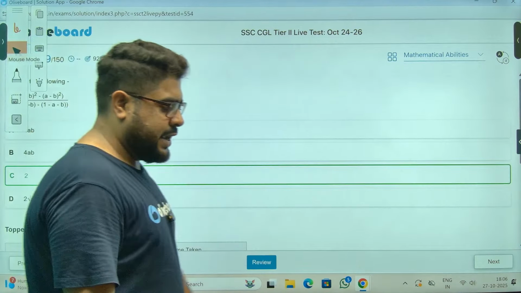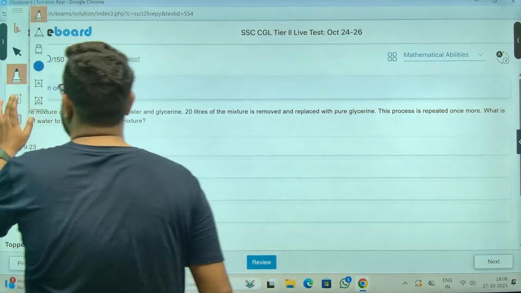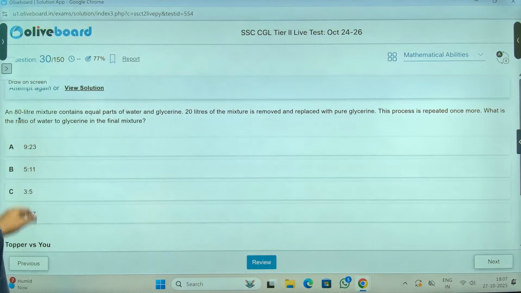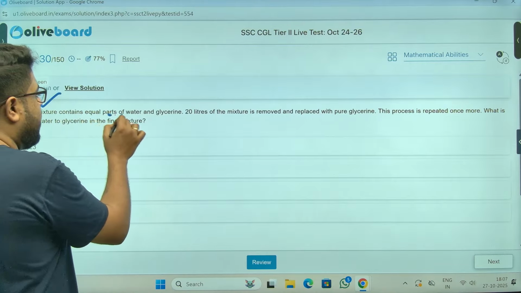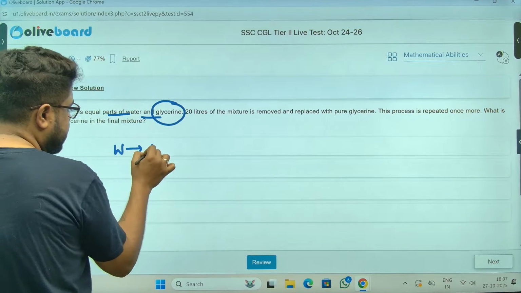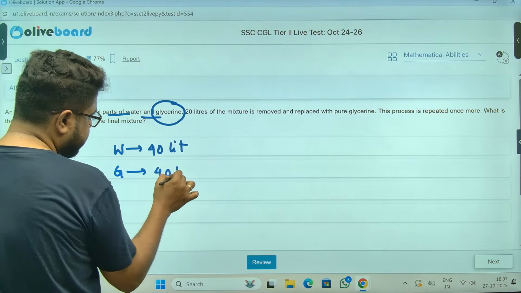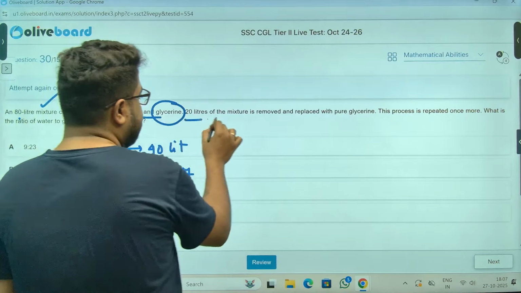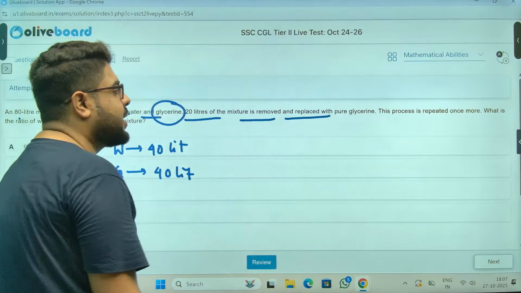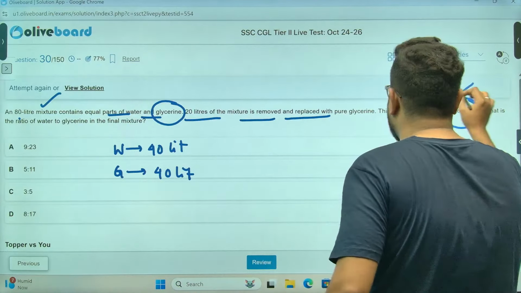So again, last question. I'm also late, let's finish this quickly. 80 liter mixture, equal parts of water and glycerin. So water is 40 liters and glycerin is 40 liters. 20 liters removed and replaced with pure glycerin. Perfect. Twice in total, meaning the process is done 2 times.